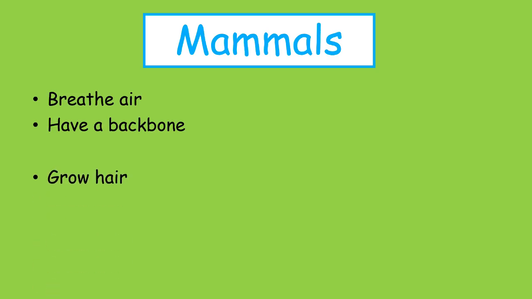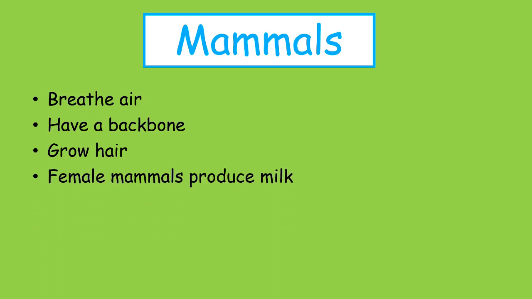First, let's look at mammals. Mammals breathe air. They need oxygen to be able to breathe. All mammals have a backbone. That's the spine that goes right the way down the middle of our backs. All mammals grow hair. We have hair on the top of our heads, and other animals like bears or dogs, they have fur all over their bodies. Female mammals can produce milk. For example, female cows, they can produce milk, and that's where we get our milk from.